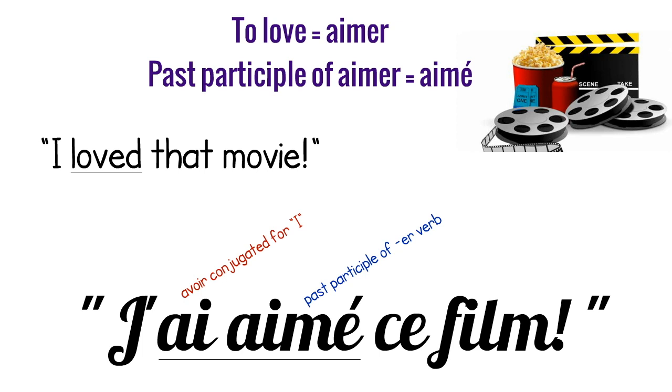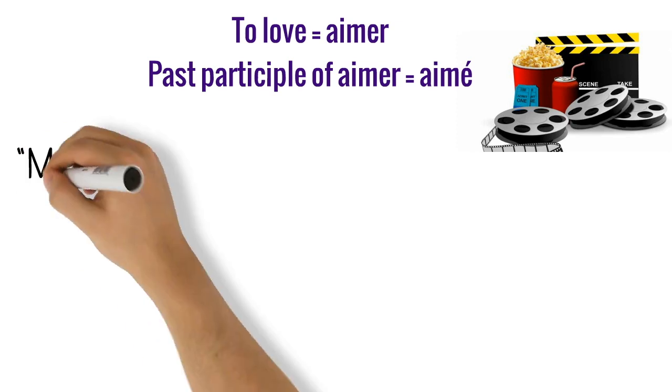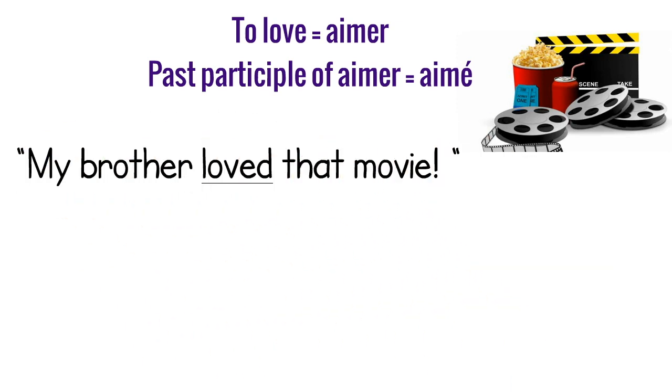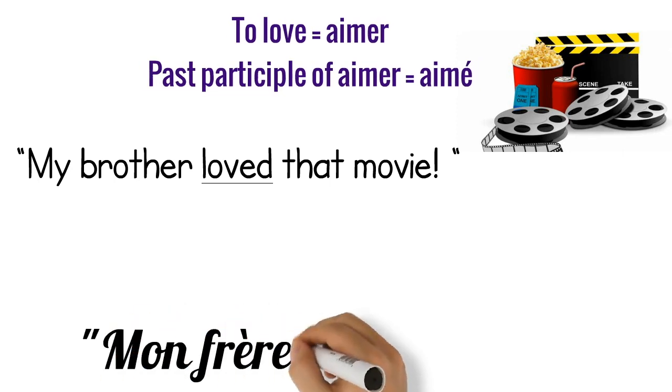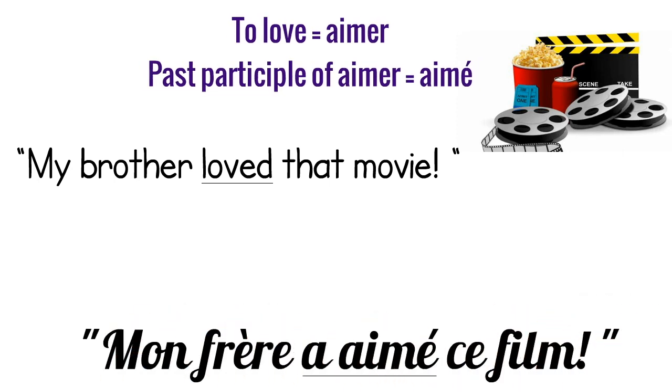Let's keep that verb but change the subject. My brother loved that movie, not I. In this case, mon frère a aimé ce film has changed conjugation of avoir since the subject is now il, mon frère, not je, I. But the past participle is still the same.